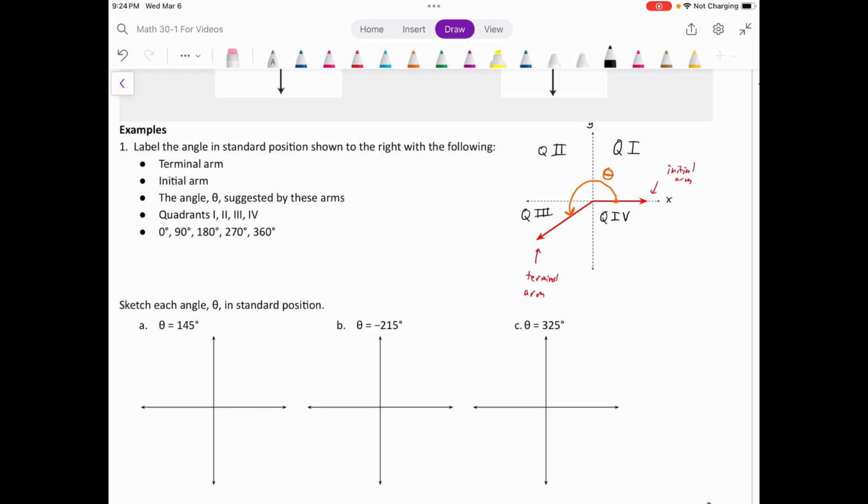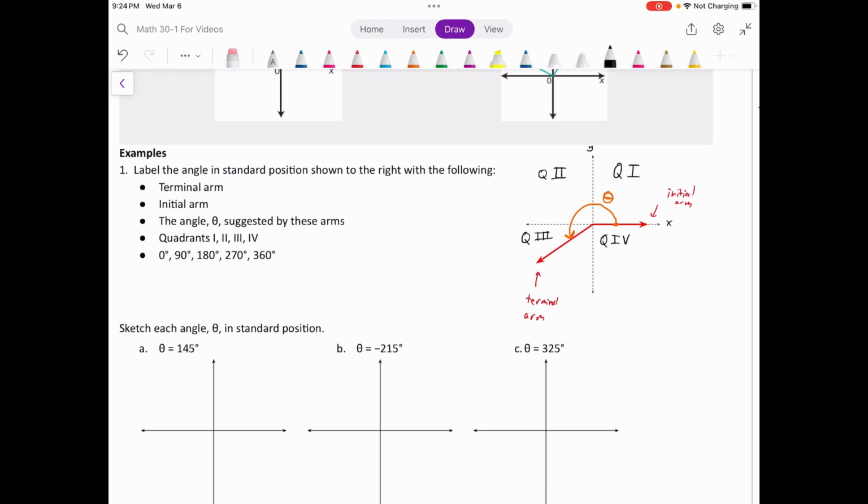All right, and we want to label 0 degrees, 90, 180, 270, and 360. So count it out with me. If we haven't rotated at all, we've gone through 0 degrees, so this is 0 degrees, right? The positive x-axis is 0 degrees. Rotate to make a 90-degree angle, right? Perpendicular. This is a 90 here. Keep going another 90-degree angle, right? So now we've gone 0, 90, we're at 180. So this is 180 degrees.